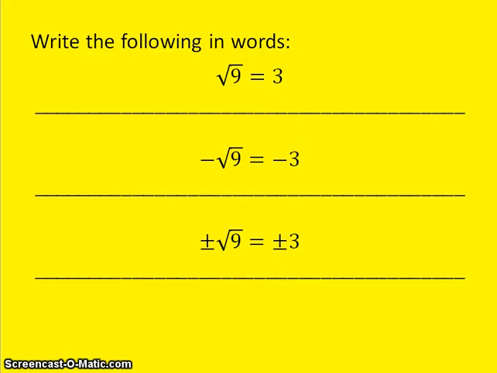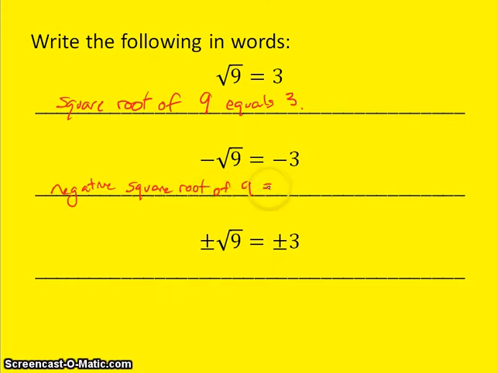So let's write the following out in words. What does it mean? So the first one, if I would read it, square root of 9 equals 3. The next one, it's similar except negative. So negative square root of 9 is equal to negative 3.